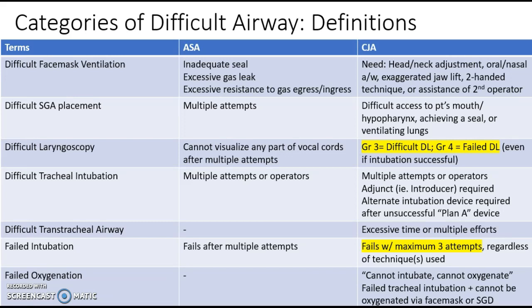The table below shows various categories of difficult airway as defined by the ASA and CJA. Important differences are highlighted. CJA defines difficult laryngoscopy as a grade 3 Cormack-Lehane view and a failed laryngoscopy as a grade 4 view. Also, CJA defines failed intubation as failure with a maximum of 3 attempts, while the ASA simply states failure after multiple attempts.